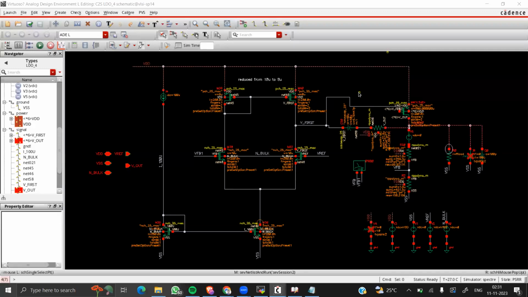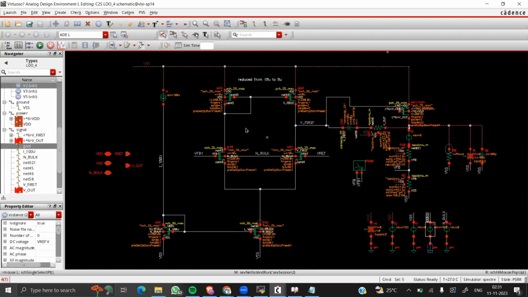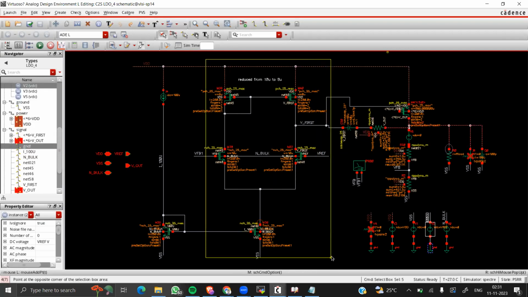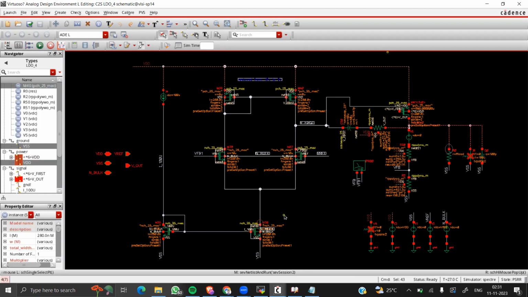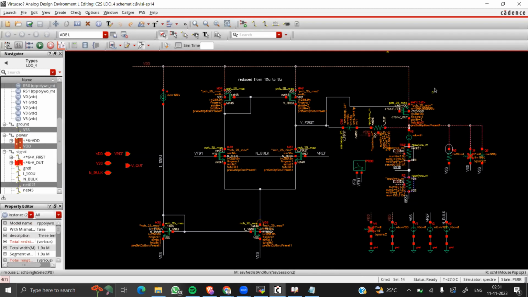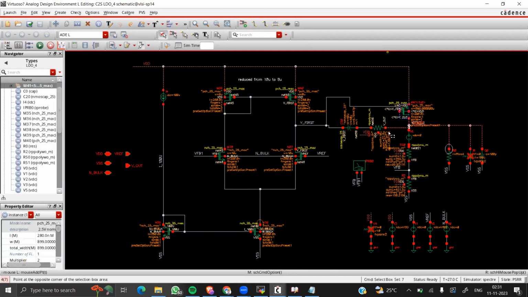An LDO consists of a voltage reference, VREF, that is given here, coming from the source VREF. An error amplifier, this structure is an error amplifier. A voltage feedback divider, this is the voltage feedback divider, and moreover, a pass transistor. This structure is a pass transistor.